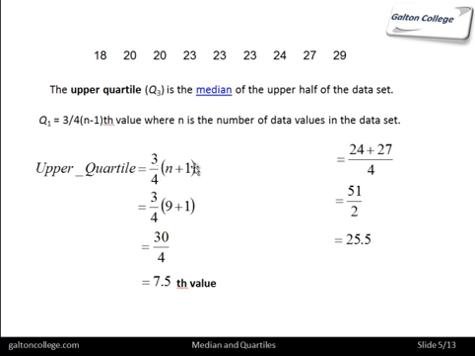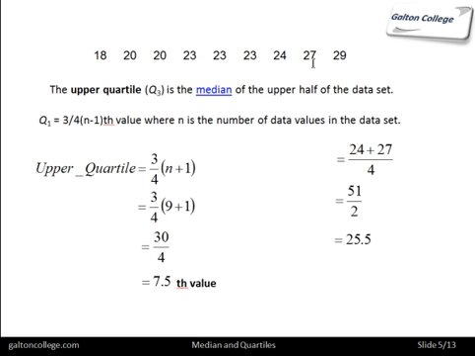So again, n plus 1, 9 plus 1, 3/4 of that is 30. 30 divided by 4, which is 7.5. Up here, 1, 2, 3, 4, 5, 6, 7, 8. So it's somewhere in here. The answer we're looking for is in there. So we take an average again.